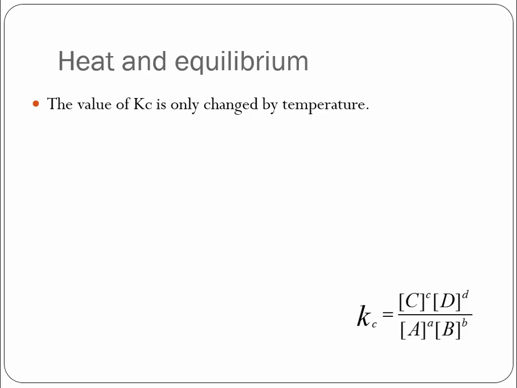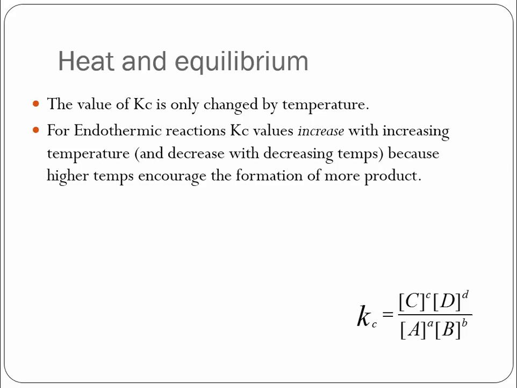So we talked before, the equilibrium constant, they call it a constant for a reason, doesn't change with every little thing. The value of the equilibrium constant is changed only by temperature. Out of all these changes that we've talked about, none of them affect the value of Kc, but temperature does. So hopefully you can piece together the math of how this all works to understand it. If reactions are endothermic, the value of the equilibrium constant is going to increase with increasing temperature, and it's going to decrease with decreasing temperature because higher temperatures encourage the formation of more product.